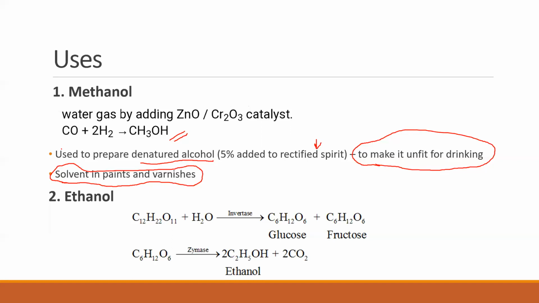And this is how ethanol is prepared. This story is something that you already know. Invertase and zymase, the two enzymes which are used. A disaccharide gives two monosaccharide units, glucose and fructose. The monosaccharide in the presence of zymase becomes ethanol. Now, this story is something that you already know. I will not go deeper into this.